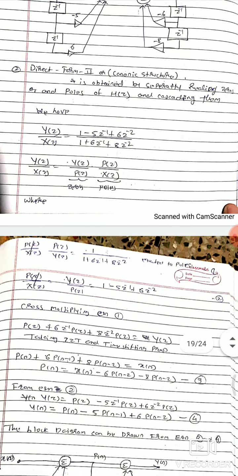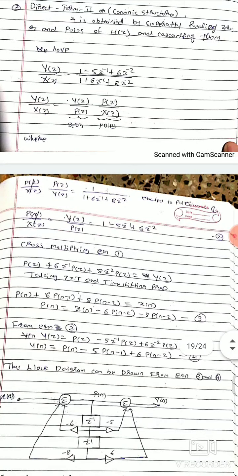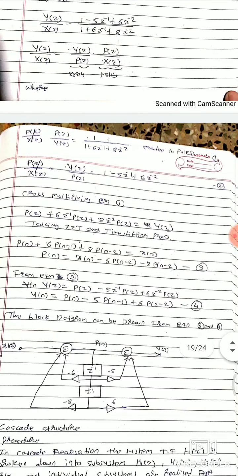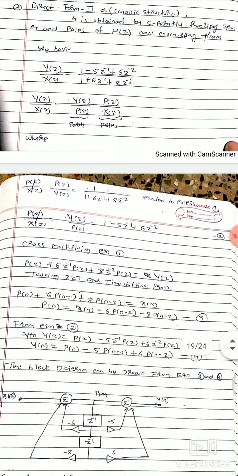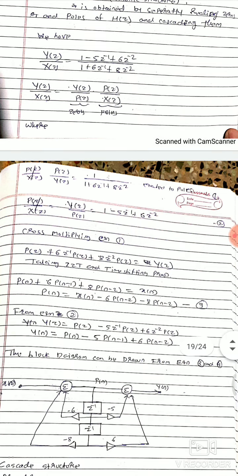For direct form 2, what you have to do is divide this transfer function. So Y1(z), P(z) divided by X(z). This is a procedure. Okay. So how will you do this? See, P(z) of Y(z) can be written as 1 plus 6z^-1 plus 8z^-2. Okay, so Y(z) by P(z) is equal to 1 minus 5z^-1 plus 6z^-2.